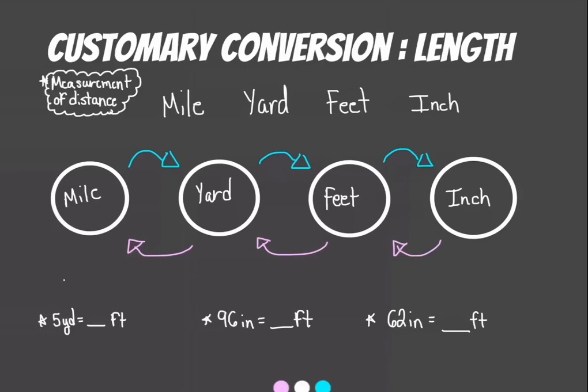Today we're going to talk about customary conversion, and we're focusing on length. Remember, length is the measurement of some sort of distance. Like something is a certain distance away from another thing, and you're having to figure out how long it is. Now, customary, that's what we use in the United States. Unfortunately, it's not used in many other countries or areas.